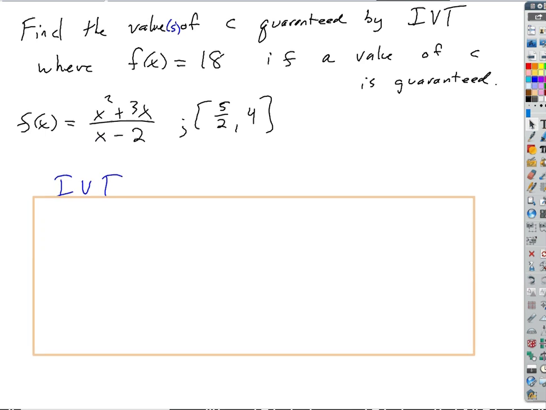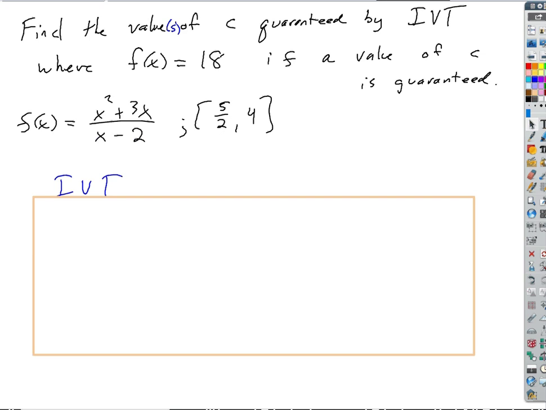All right, so intermediate value theorem, let's wrap this up and then you guys can work on that assignment. So, a different kind of question here. Click them all closed, have a look. It says find the values of c, whatever you want to call it. I think in our textbook they call it c. The values of c guaranteed by the intermediate value theorem, where f of x equals 18, if a value of c is guaranteed.